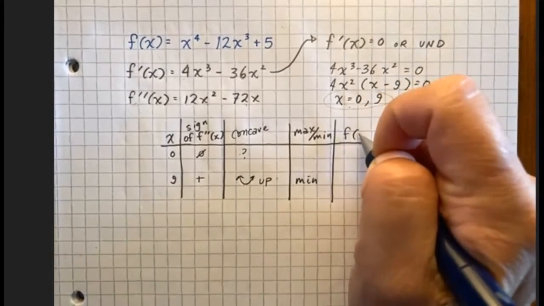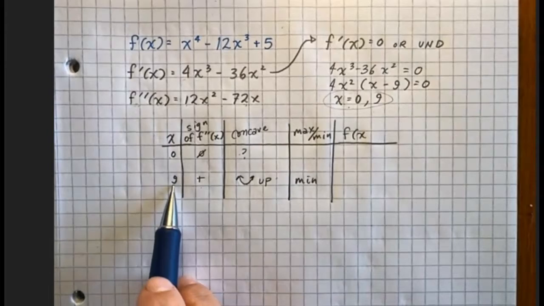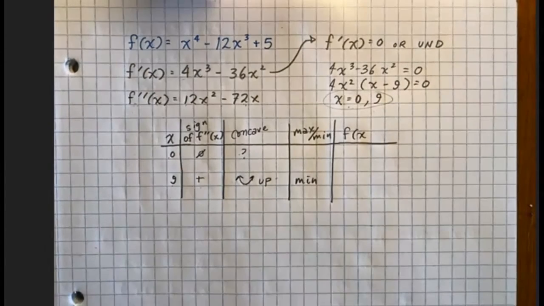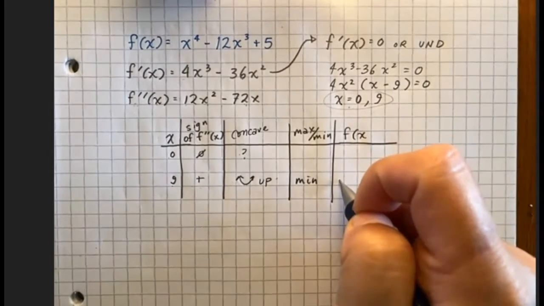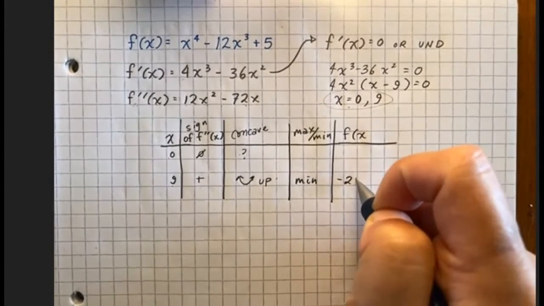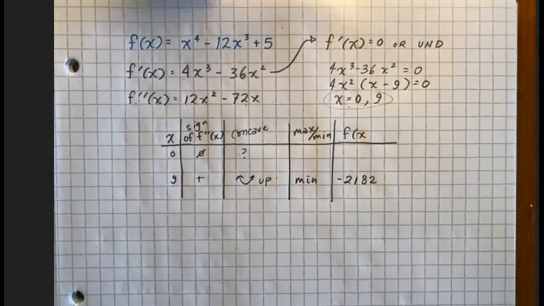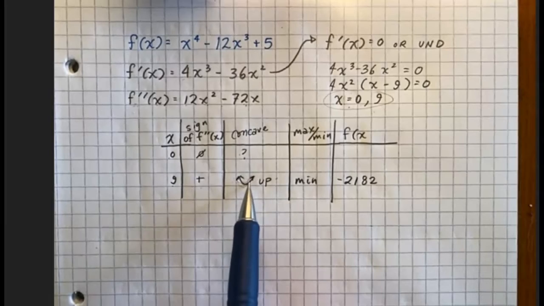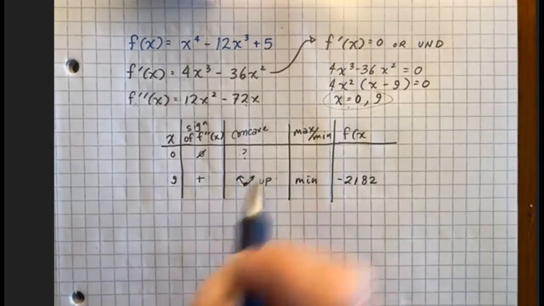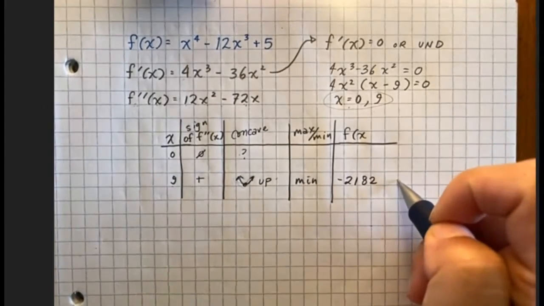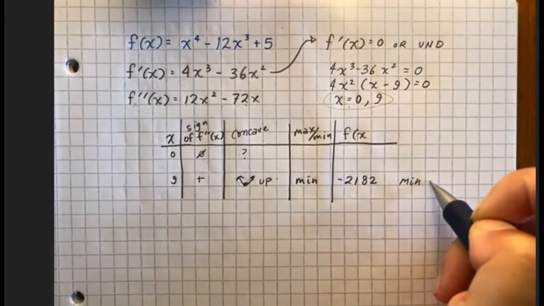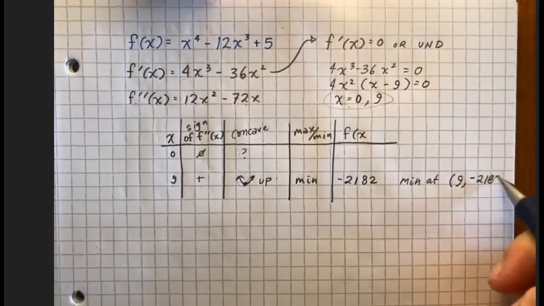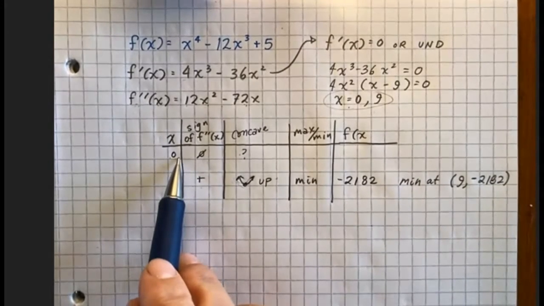So f of x. In other words, what's the y value for 9? So plugging in here, we've got 9 to the 4th, some craziness. It turns out that's this ginormous negative number, negative 2,182. Okay, and since we know that at x equals 9, the function is concave up like this, then we know that at 9, we have a local minimum. So min at (9, -2182). All right, so what's happening at x equals 0?